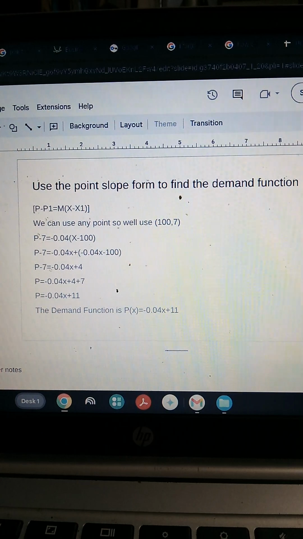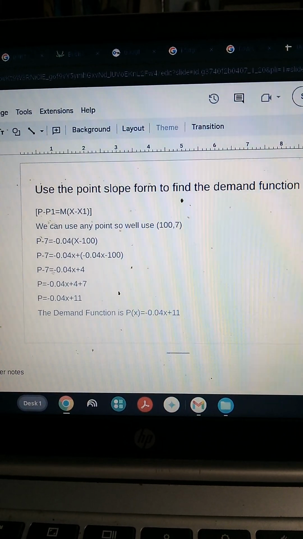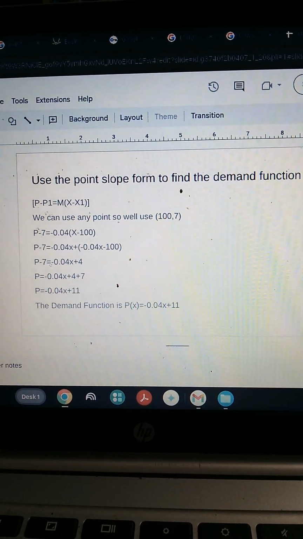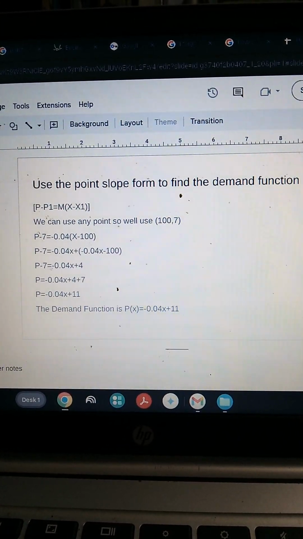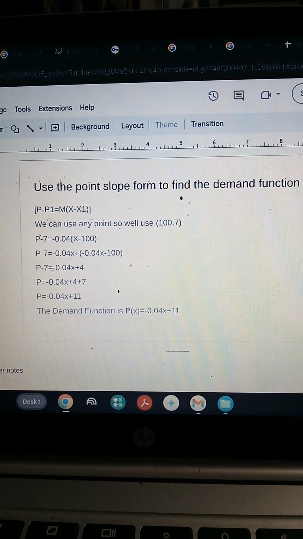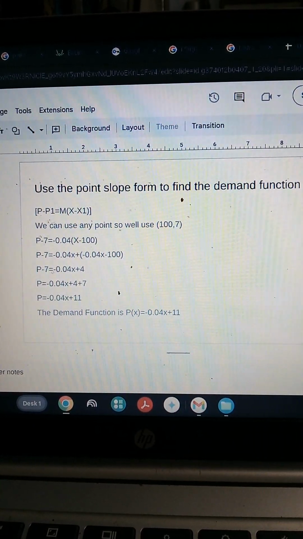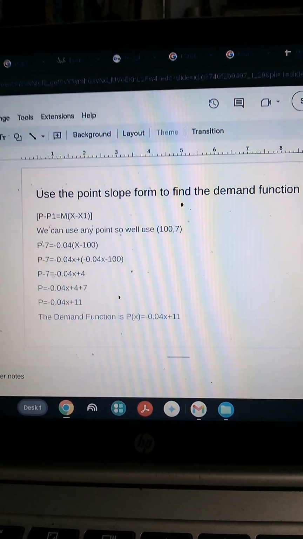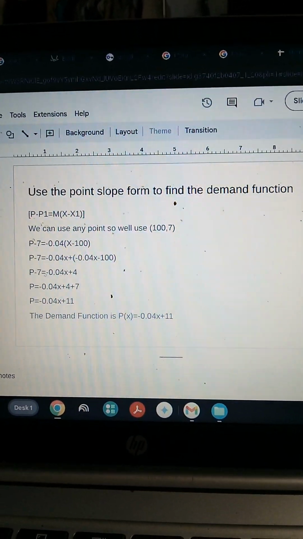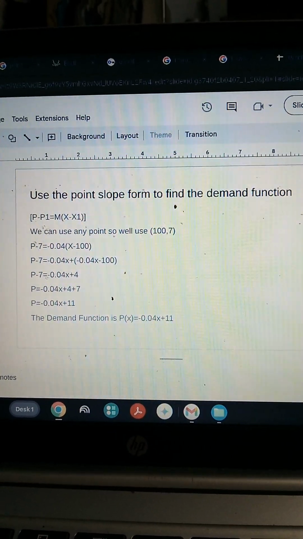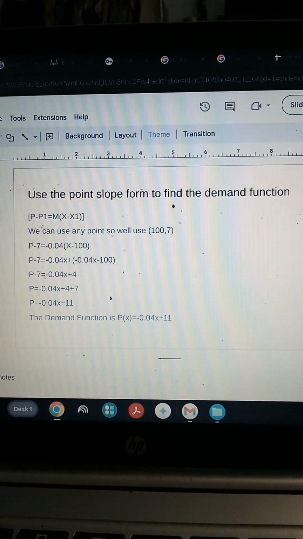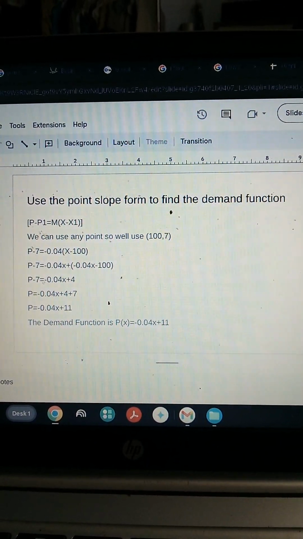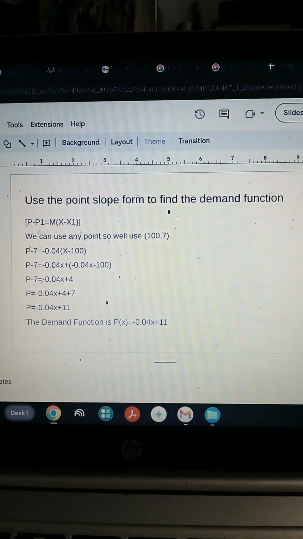P equals negative 0.04x plus 4 plus 7, because that's what it adds up to. P equals negative 0.04x plus 11 is what you get when you add 4 and 7 together. So the demand function from that, when you put in (100, 7) into the point-slope form, is P of x equals negative 0.04x plus 11.